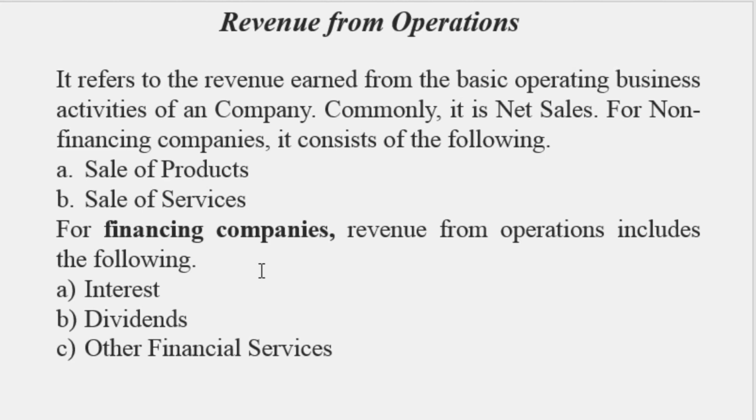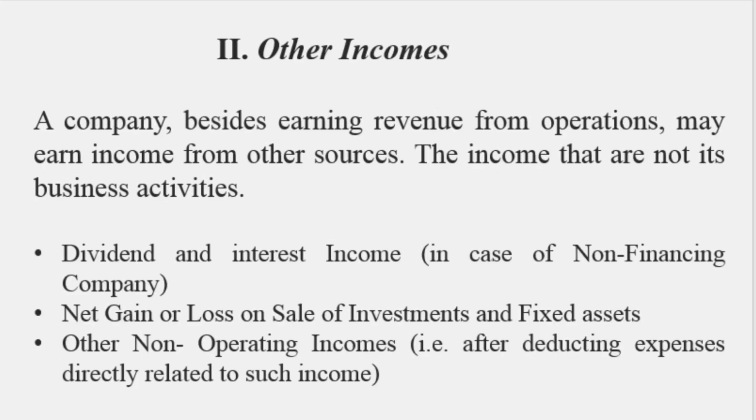And a financing company gives loans and advances on the basis of interest, or invests in some companies. So whatever income is generated from that investment or the loans, that will become their source of revenue. If they gave someone a loan, the interest they receive becomes the revenue of the organization. The next one is other income, other than the main course of the business.